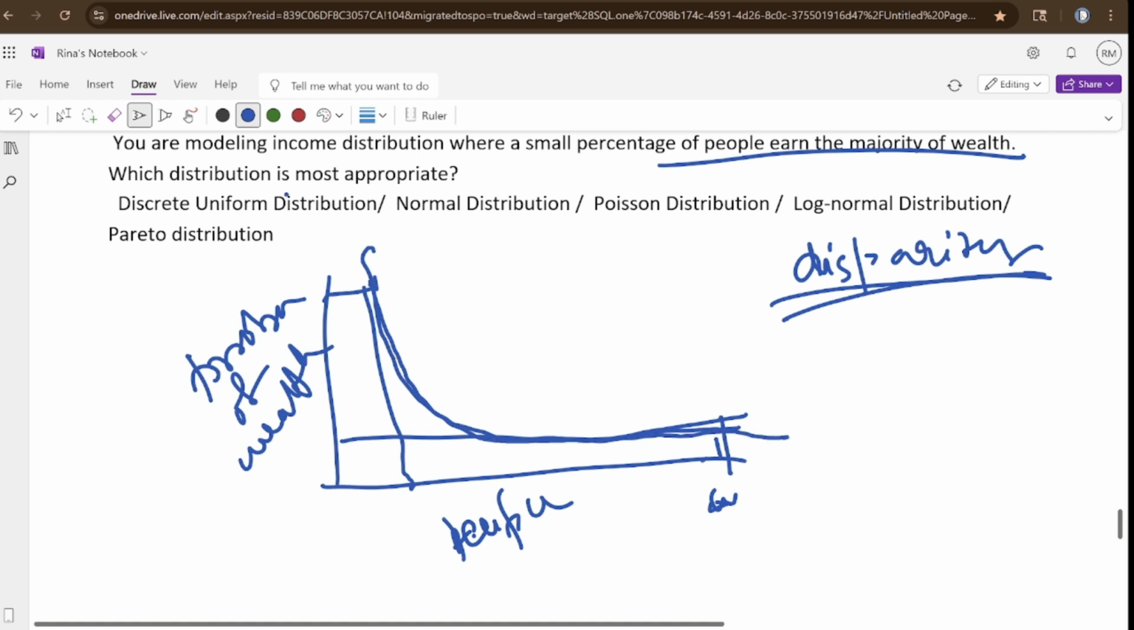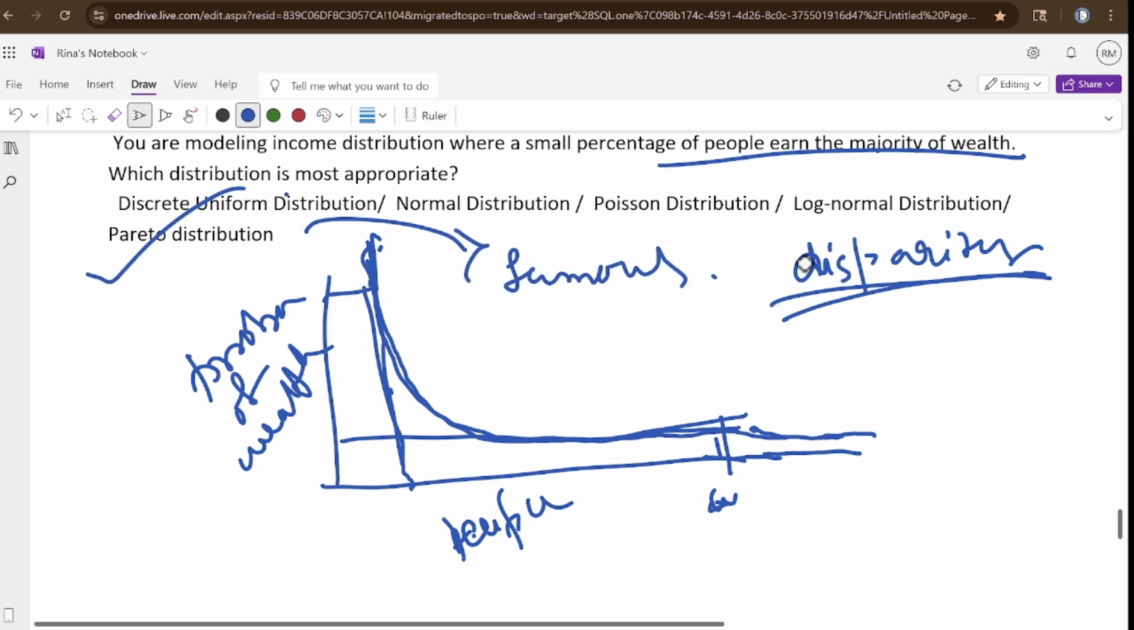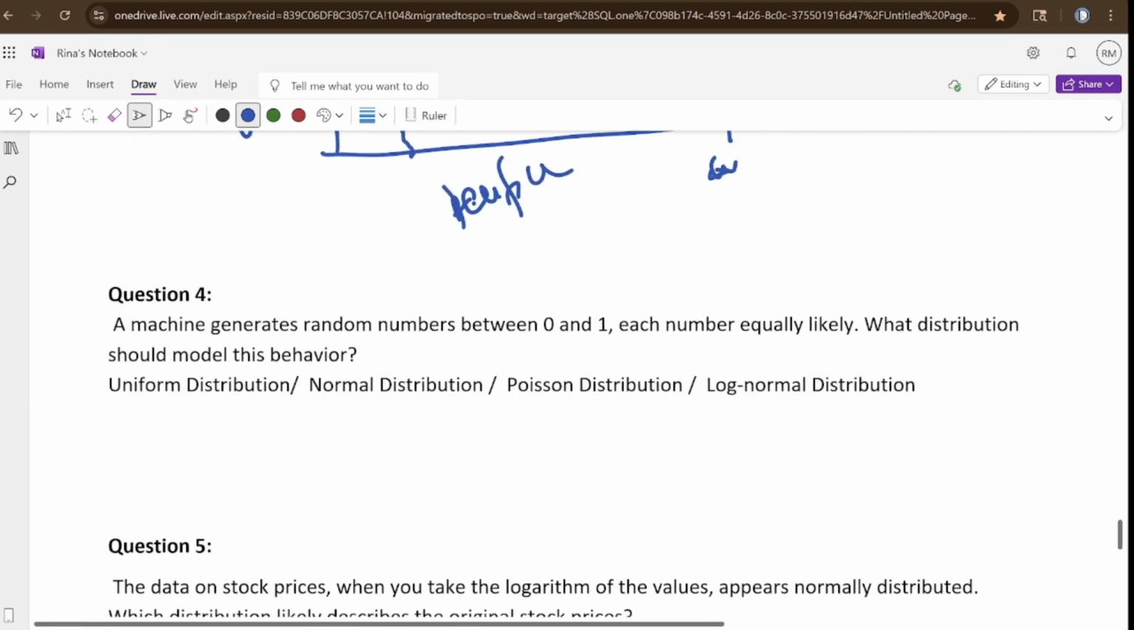This will be reduced. As the number of people increases, their wealth decreases. And for fewer people, the wealth is the highest. So there is a disparity. It is known as Pareto distribution. This is very famous. Okay. Minimum people are holding the maximum of the wealth.